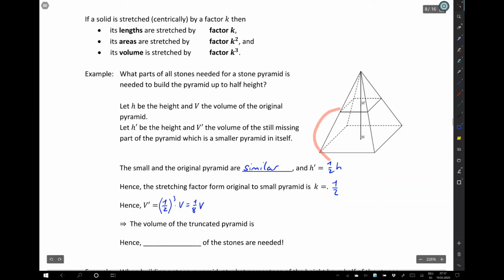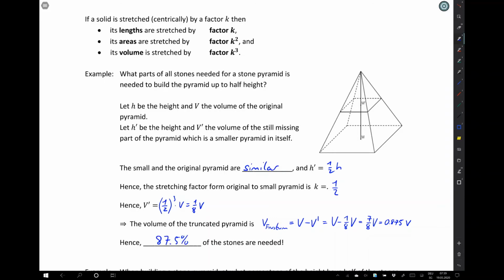This lower part of the pyramid, where the top part has been cut off, is called a frustum of a pyramid, in German ein Pyramidenstumpf. And we find for its volume that it is obviously the volume of the original pyramid minus the volume of the small pyramid, and we get that it is 7/8 of the original volume, or 0.875 times the original volume. Hence, already 87.5% of all the stones are needed just to get to half the height of the pyramid.